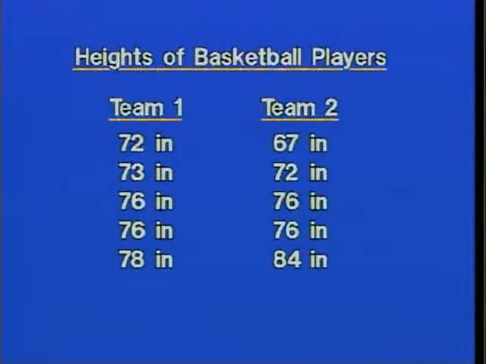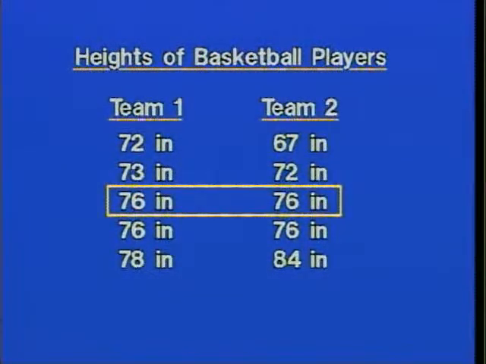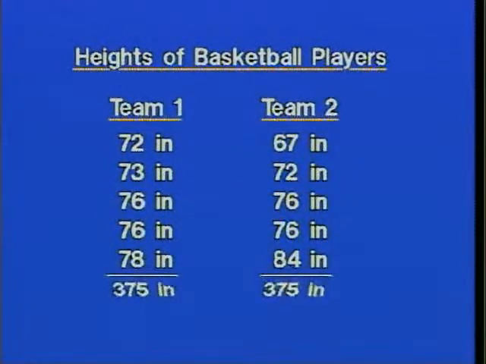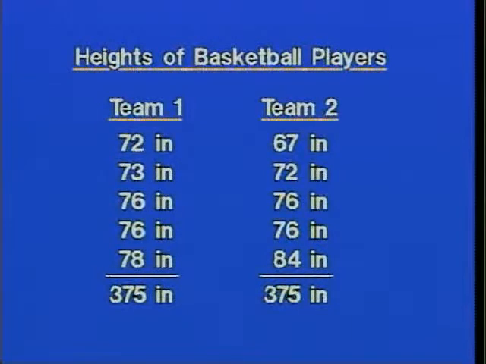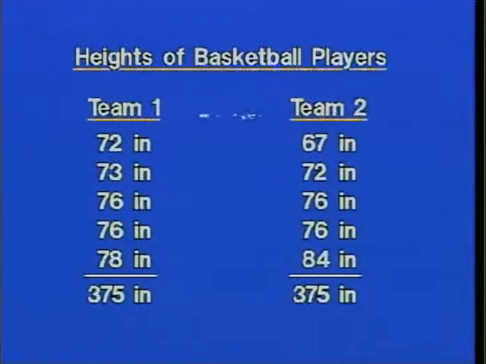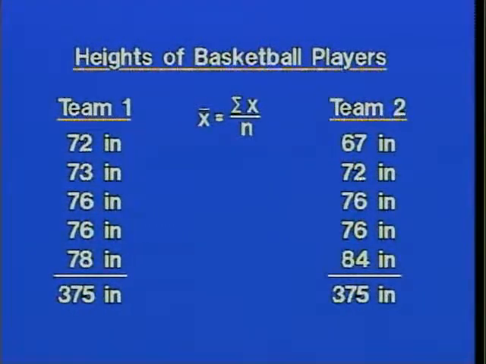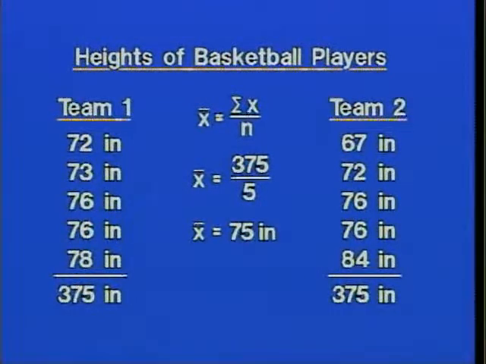Well, first of all, let's think about median. The median on both teams is 76 inches. That's the middle item in both data sets. The mode also would be 76, incidentally. So that's the same on both teams. Now to calculate the mean, we would need the sum of the data values on both of the teams, and it turns out that they're exactly the same. Now we can make the calculation for x bar, which is the sum of x's over n. That's 375 over 5, or 75 inches.